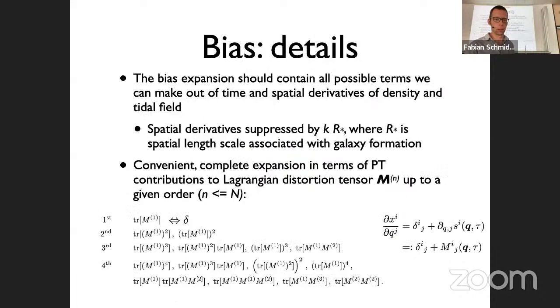Right, so I just wanted to show that we know what these contributions are and how to write them down. In particular, given a linear matter density field, which basically describes M1, I can construct all of these straightforwardly. Good, and so this was bias.